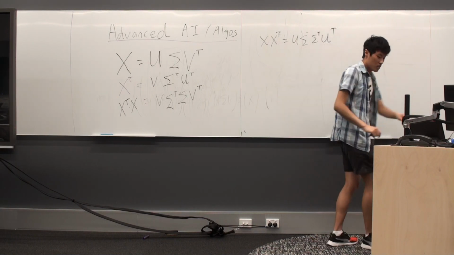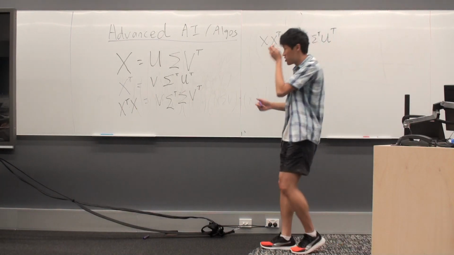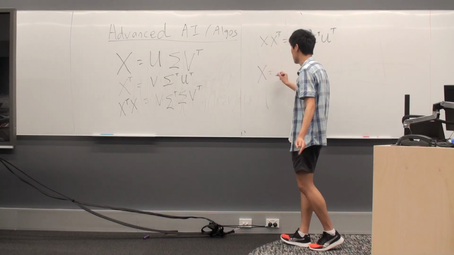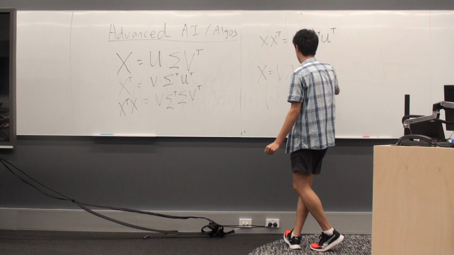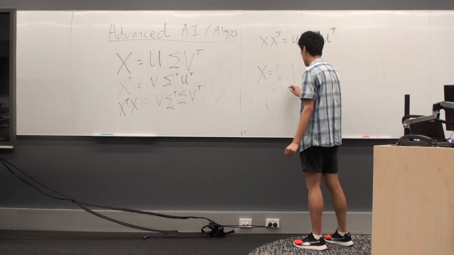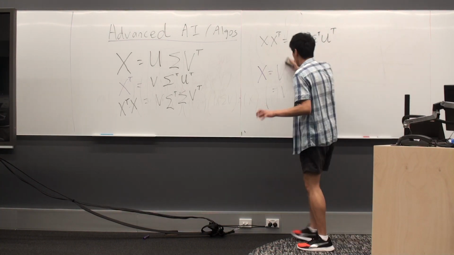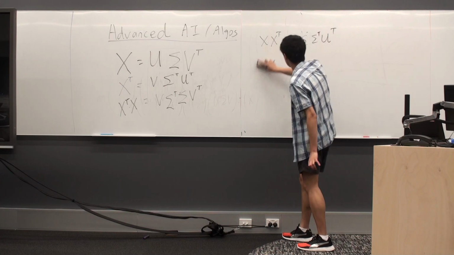Well, do you guys know eigenvalue decomposition and eigenvalues and eigenvectors? Do you remember this formula? X can be decomposed into V lambda V inverse? No? Or V lambda V transpose? Whatever, I'll just tell you what it is. Okay, so do you know what an eigenvalue and eigenvectors are?